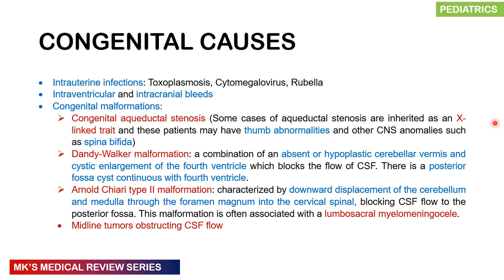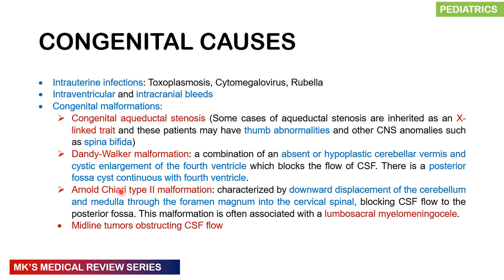It's an X-linked trait, and these patients have thumb abnormalities, and they may also have other CNS abnormalities such as spina bifida, which is why if you get a patient that has hydrocephalus, it's always important to examine the spine in the neurological examination. Then you may have a Dandy-Walker malformation where you have either an absent or hypoplastic cerebellar vermis and a cystic enlargement of the fourth ventricle. This is obviously going to be blocking the flow of CSF. And remember that this posterior fossa cyst is usually continuous with the fourth ventricle.